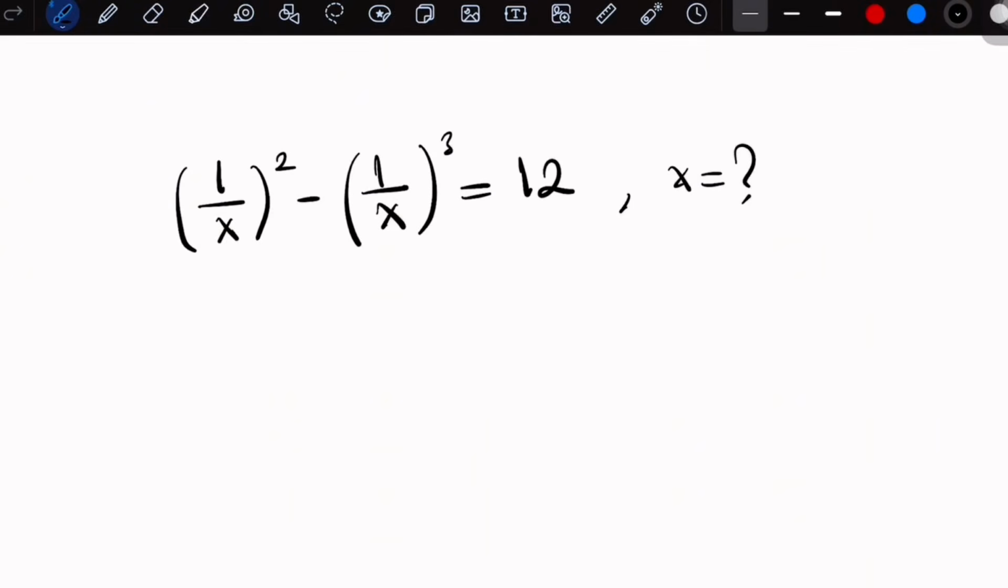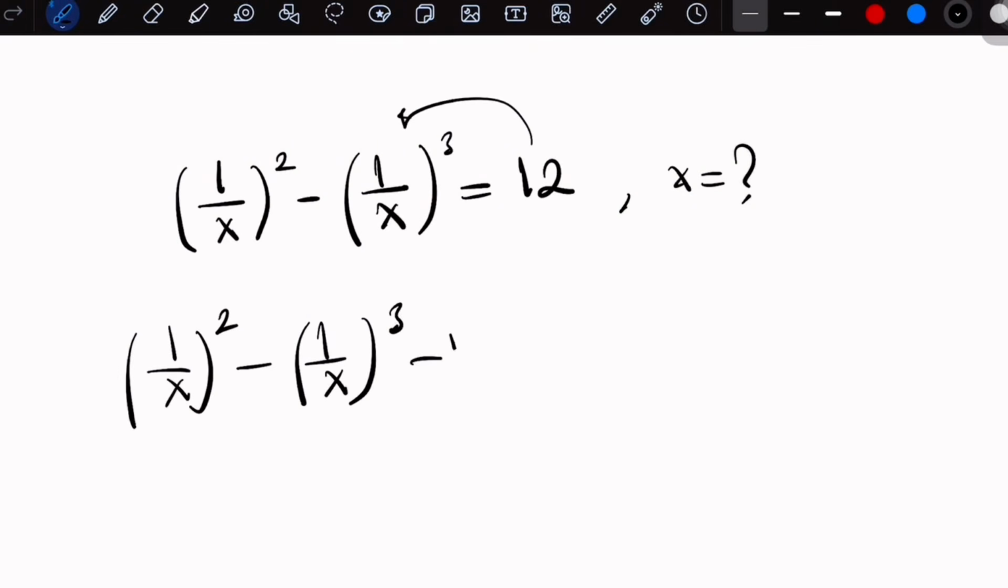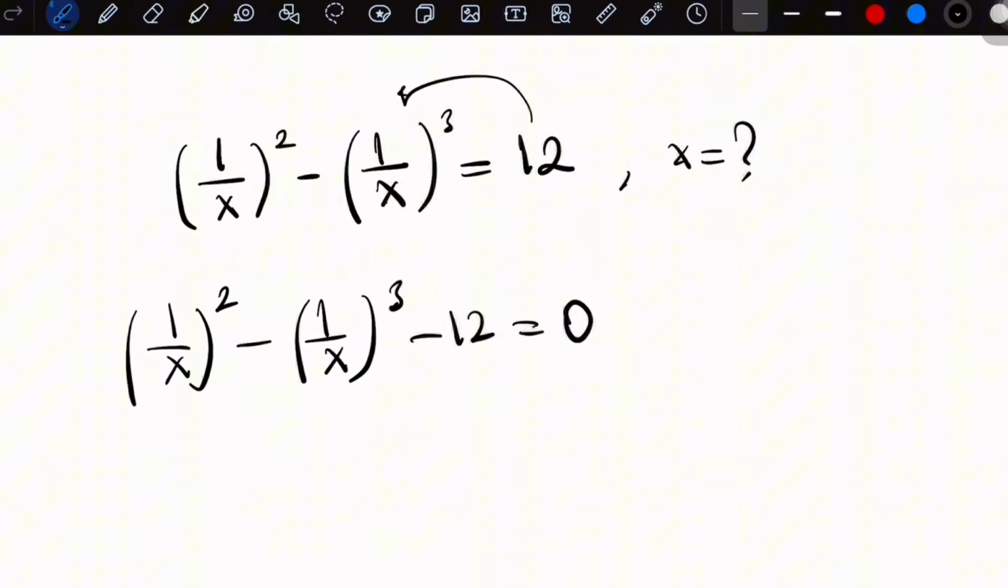Our question is very good. (1/x)² − (1/x)³ ... The question is: (1/x)² over ... 1 over x is equal to 12. He wanted us to find the x values. First of all, (1/x) squared, (1/x) cubed. I'm moving the number 12 to this side, minus 12 is equal to 0.